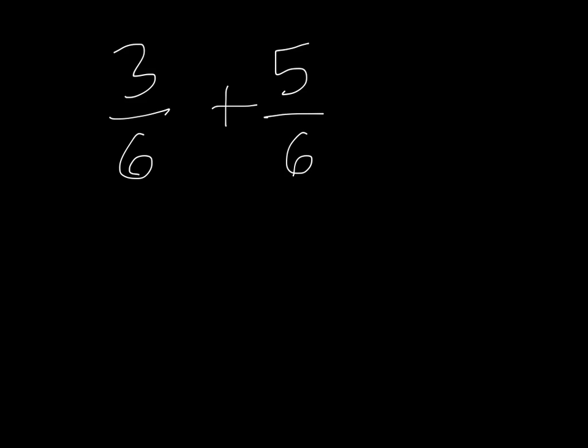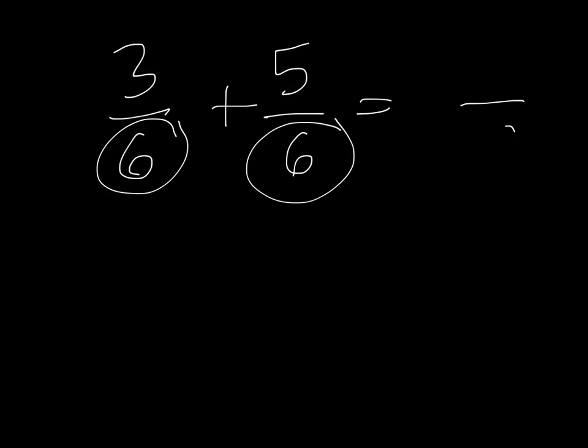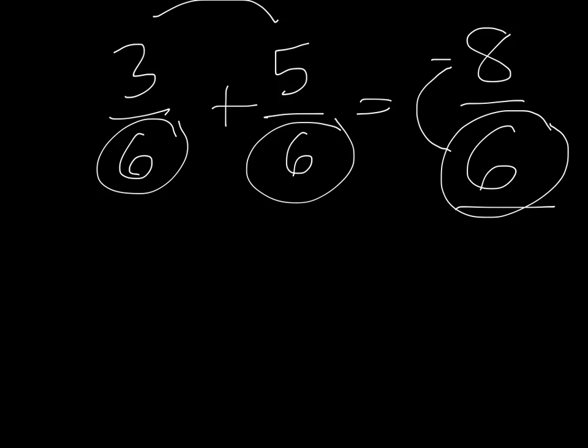Let's see if you got it right. So we had 3 sixths plus 5 sixths. Well, we know the denominator is the same, so our answer is sixths. 3 plus 5 equals 8. Our answer is 8 sixths, but it's not complete yet. We have to convert it. How many times does the denominator go into the numerator? Well, 6 goes into 8 once, with 2 sixths left over.